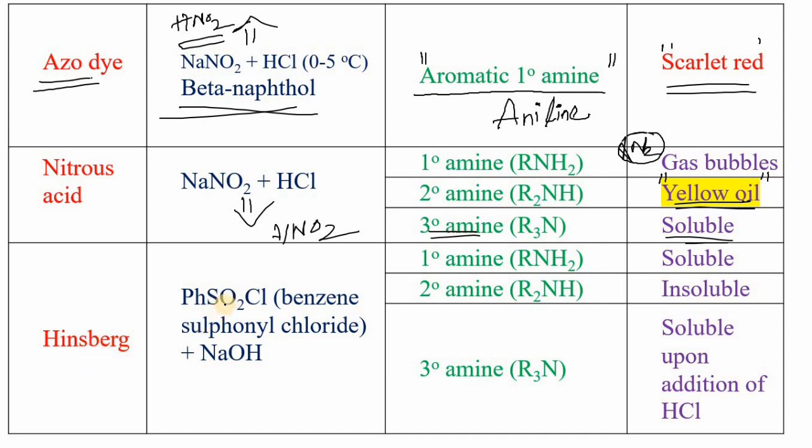Hinsberg test, the reagent is benzene sulfonyl chloride, and after that you have to treat with sodium hydroxide. In case of primary amine, the compound is soluble. Secondary amines are insoluble. And tertiary amines are also insoluble when you add benzene sulfonyl chloride and sodium hydroxide. But if you add HCl to the resulting solution, it becomes soluble upon addition of HCl. It indicates the amine is a tertiary amine.